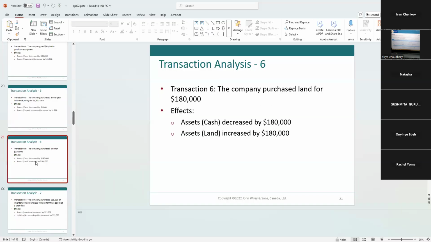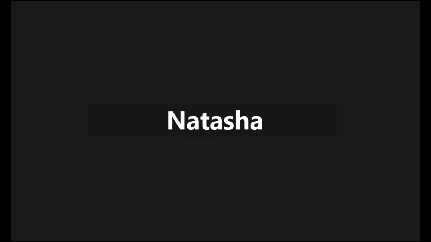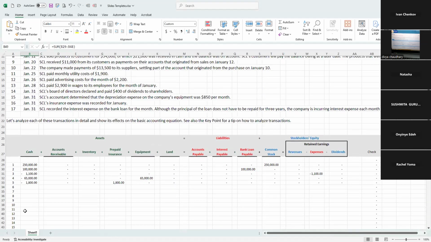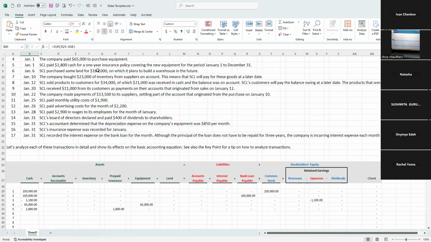Number 6. Now the company purchased land and paid cash, $180,000. So what do we have to check first? If we have cash or not. Do we have $180,000 cash? Yes, we do. We have $282,000. Can we purchase that land for $180,000 cash? Yes.